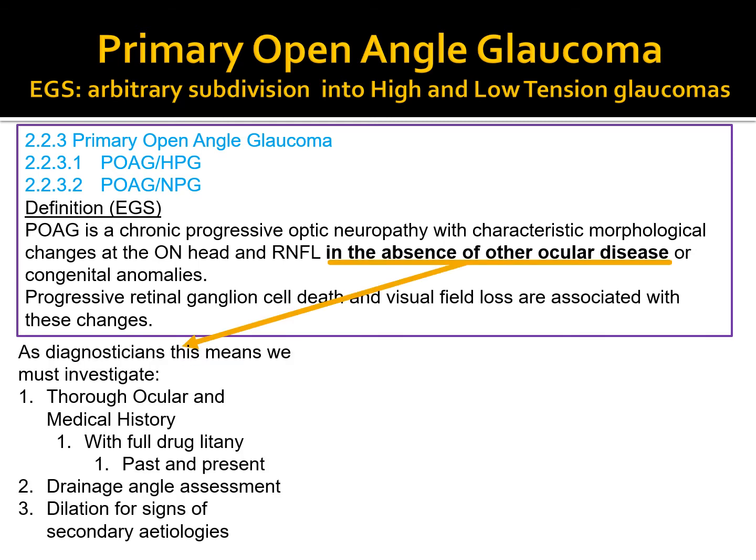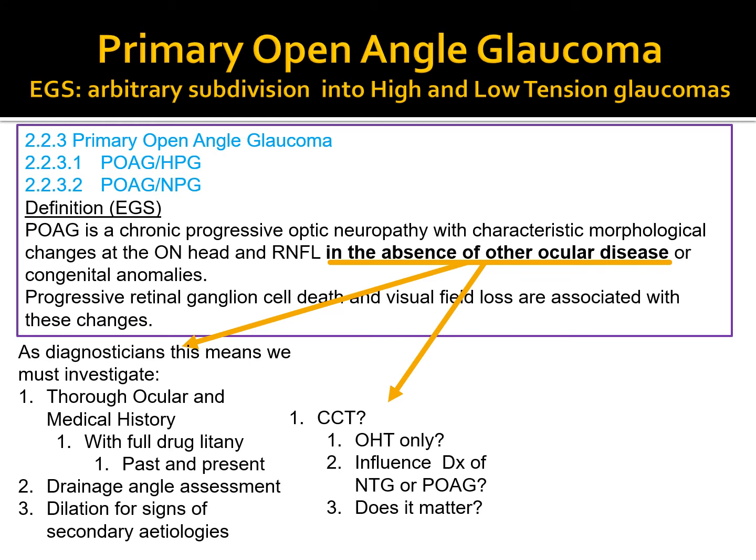So for instance, as diagnosticians, this means we have to investigate first a thorough ocular and medical history with a full drug litany, past and present, drainage angle assessment, and we need to do dilation for signs of secondary etiologies. There's no point just reading that definition and saying, yeah, that's what it is. It's got to be in the absence of other ocular disease.